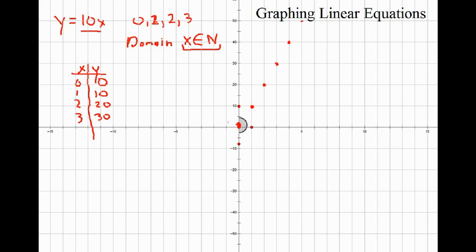Now, in this case, I can't actually join these dots together with a line. And the reason I can't do that is because if I did join it together with a line, that would say that we could work 1.5 hours. If there was a line here, then there would be a value for x that's a decimal, and a value for y that's between 10 and 20. But in this situation, we're only getting paid for whole hours, so we can only make $0, $10, $20, $30, and so on. So this point here cannot be a point on this relationship. So in this case, we just leave this relation as dots. We do not join them together with a line.